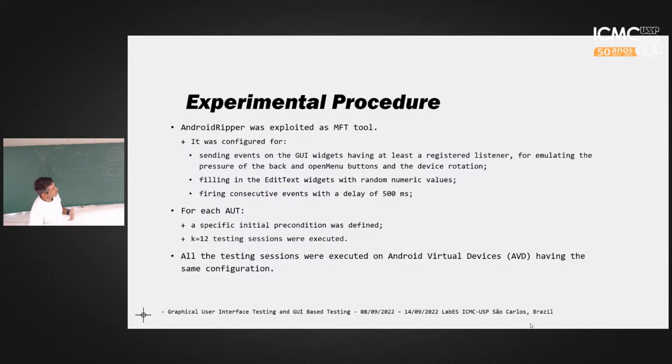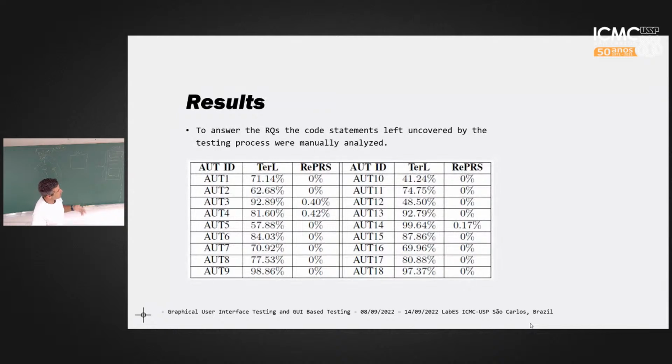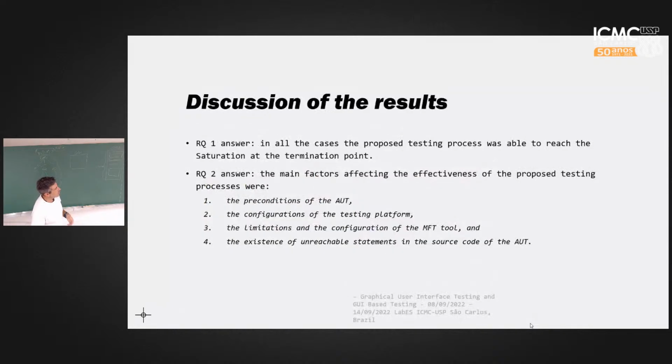So, this was the experimental procedure, and we observed that in all the cases the proposed testing process was able to reach saturation at the termination point. In most of the cases, we reached all the code that can be reached. We observed that the main factors affecting the effectiveness of the proposed testing process were the precondition of the application under test, the configuration of the testing platform, so the configuration of the tool, and its limitations.